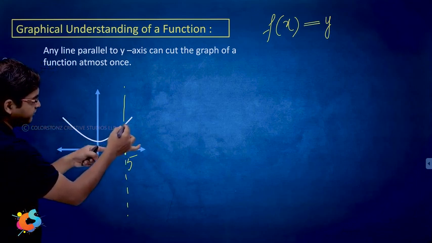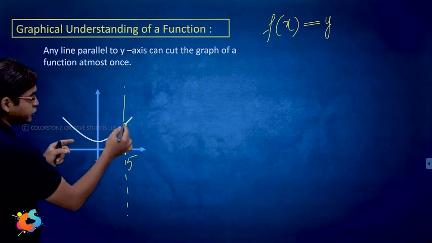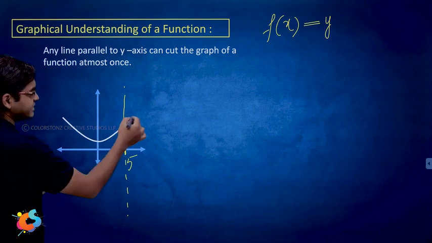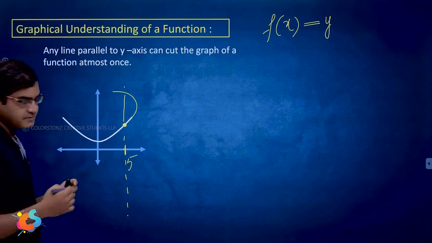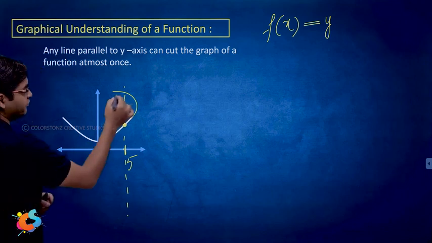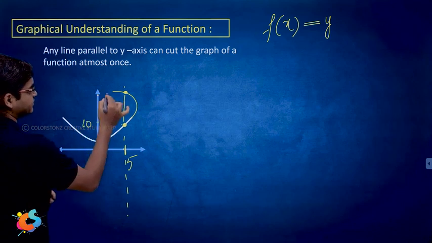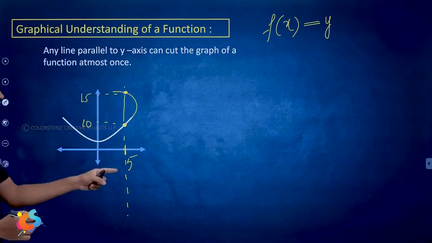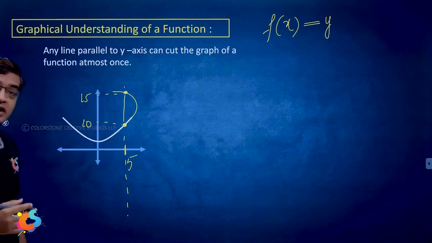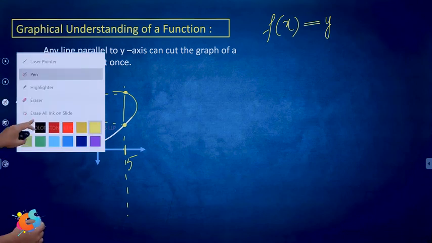Now, for x equal to 5, there should be only one output value for the function. Means what? There should be only one place where this line cuts the graph. Okay. Let us say, for example, this graph is something like this. Now, for x equal to 5, this graph is saying that there are two values which come out. That is, let us say, this is 10 and this is 15. So, for x equal to 5, the y coordinate is 10, and for x equal to 5, the y coordinate is also 15. So, therefore, it will not be a function. Now, let us come back.